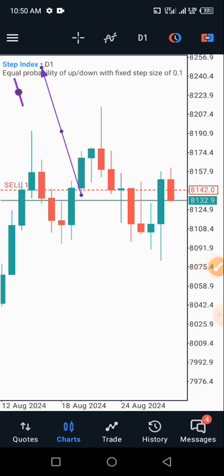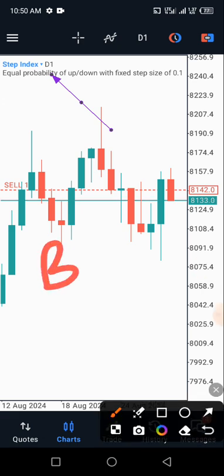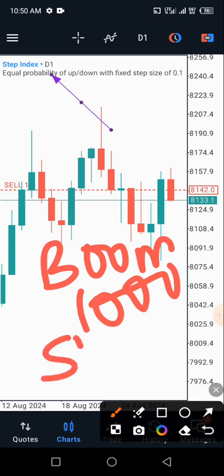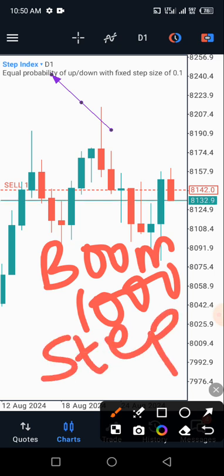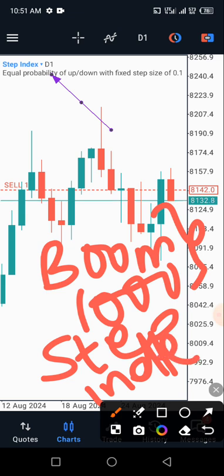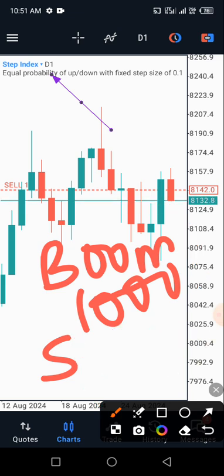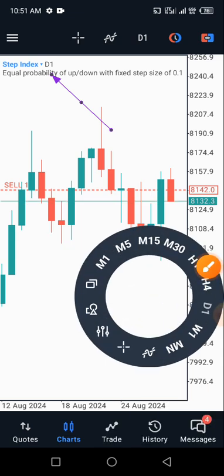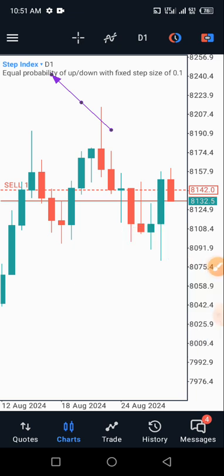This particular strategy I've been testing on two markets, the Boom 1000 index, and I can also see this setup playing out now on Step Index. If you know how to make use of this strategy on the Boom 1000 and the Step Index market, then you should be able to scalp or take any trade for yourself. I'm going to show us how to make use of this strategy whenever we see it play out in our charts.